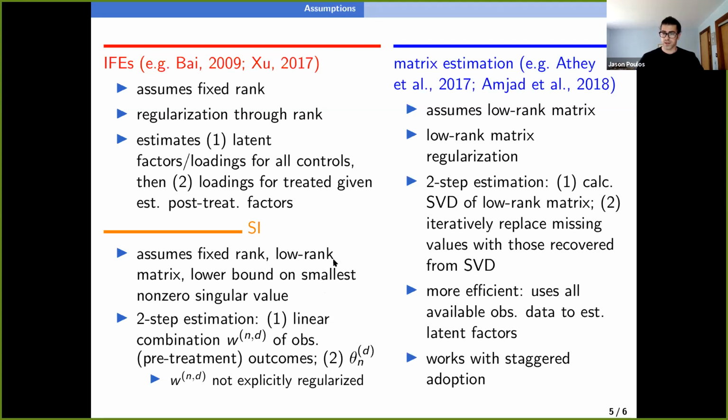And so one thing that I also want to point out is, in comparison to the matrix completion approach, they're not fixing the size of the rank of the matrix. They're just assuming that the matrix is low rank.